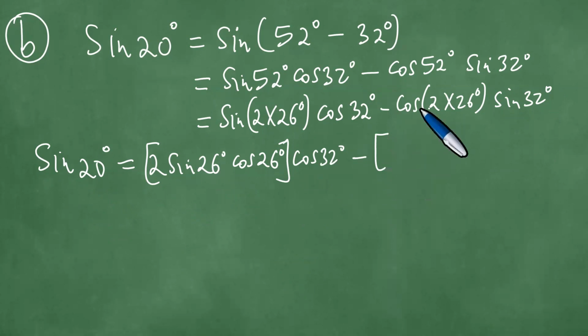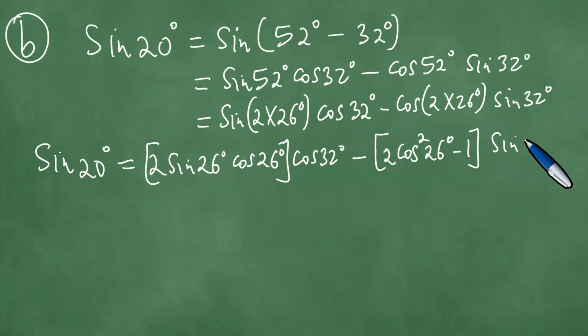Minus. So if you look at this here, what do we have? The cosine of 2 times 26 is the same as 2 cosine squared of 26 degrees minus 1, times the sine of 32 degrees, like so. And what is the meaning of all this here?